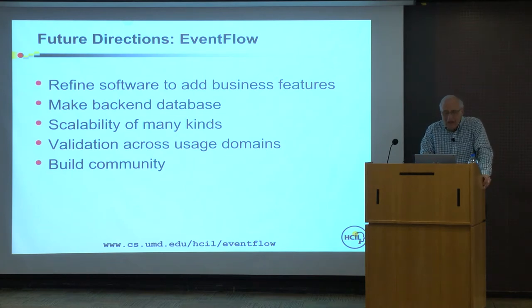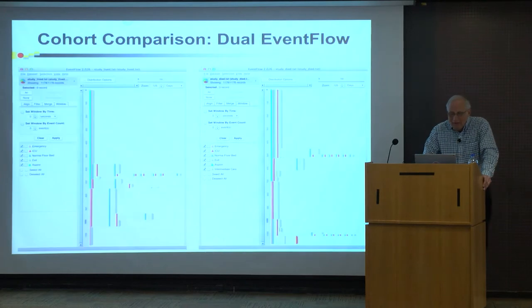A back-end database, I mentioned, was already one of our challenges, along with scalability and validation across different usage domains, and then we've been working at building the community. The University of Maryland now licenses through the Office of Technology Commercialization, and we do give it for free to research groups, although they may be changing our rules about that.